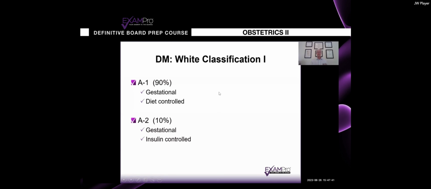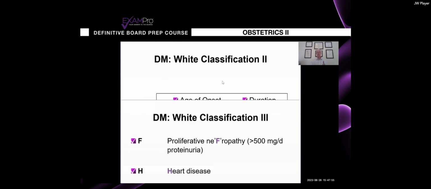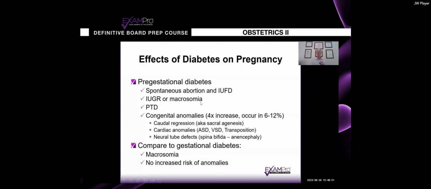The next few slides are just about the White classification, and no matter what you're doing, I would use the White classification in pregnancy. I would describe your diabetics that way rather than diet controlled or medication controlled. I describe them as A1, A2, B, C, D for the pregestational diabetics. Most of us don't have F or H or R, but just know them. And I would use those classifications when we are speaking in the exam with the examiners. That tends to go better.